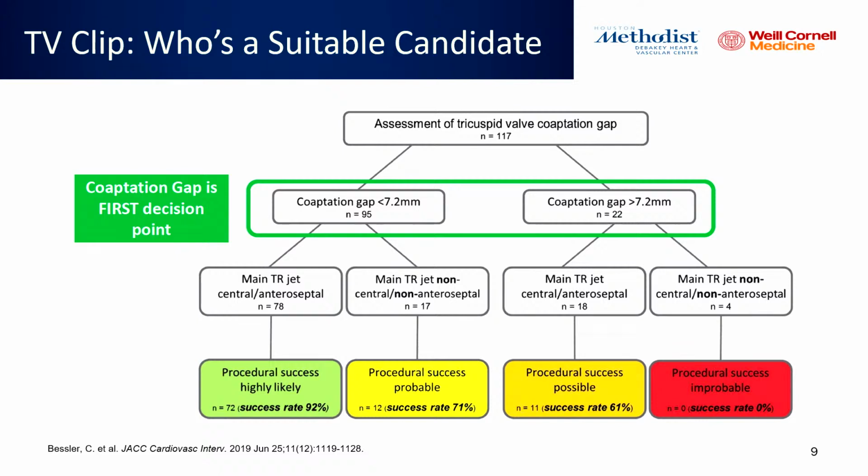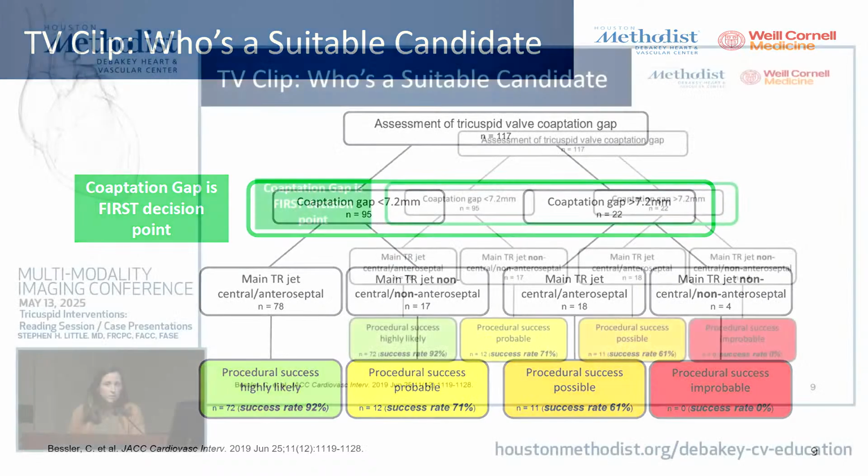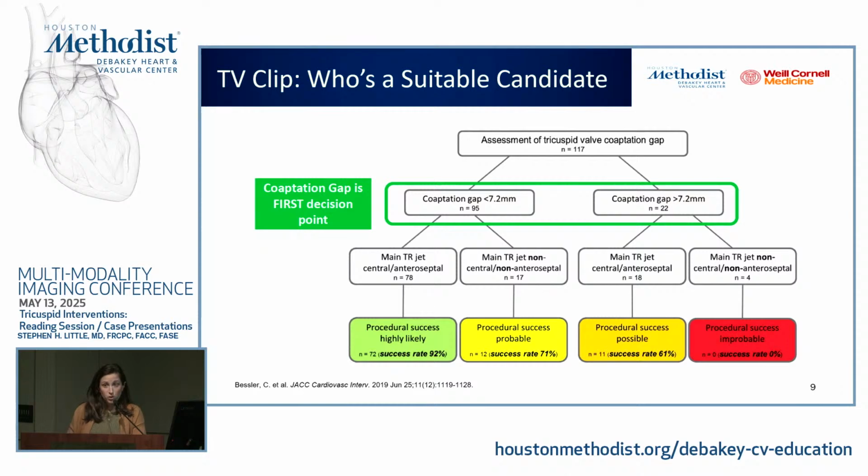So I really like this flow chart, and it's very simple to understand. When you're doing a TE to screen a patient for a tricuspid clip, the first decision point is: is the coaptation gap feasible? A coaptation gap of more than 7.2 millimeters is usually going to put you in the orange-red zone. Those are more tricky cases that need more expert centers, etc. If it's smaller than 7.2, then it's going to be more on the green-yellow line.